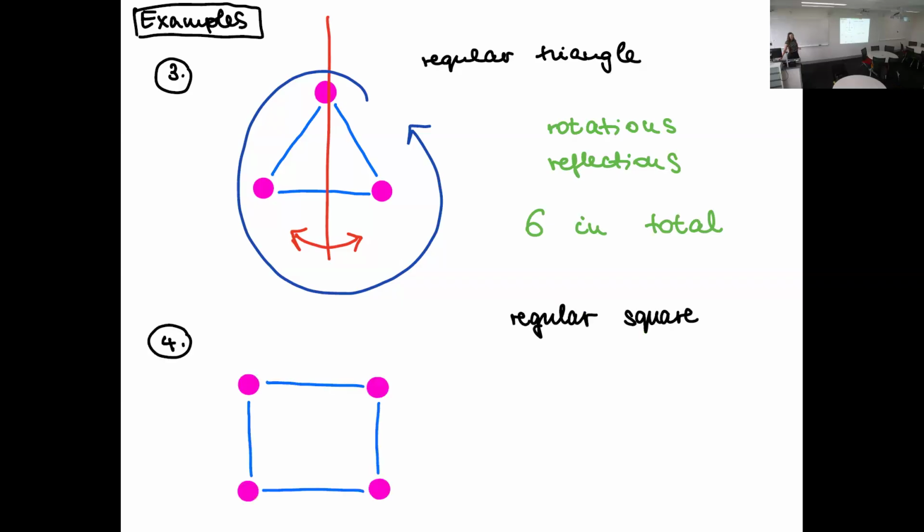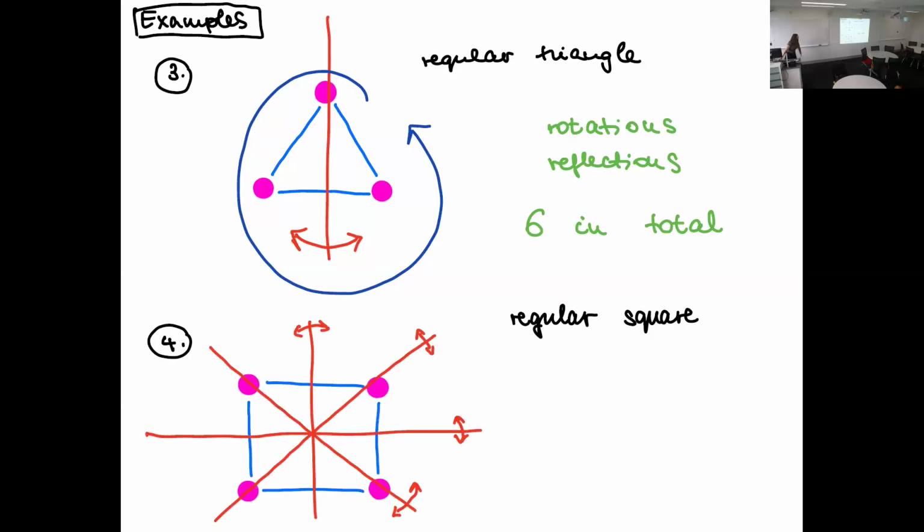You can also look at a regular square. This has a few more symmetries, just because it's a bit of a bigger shape. So it has this reflection and then lots of other reflections as well. And then it also has the rotations. And this has 8 symmetries in total.